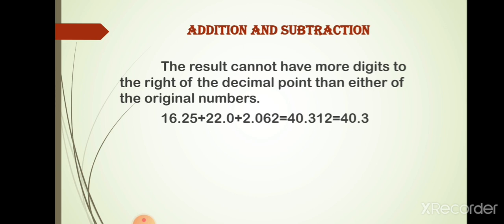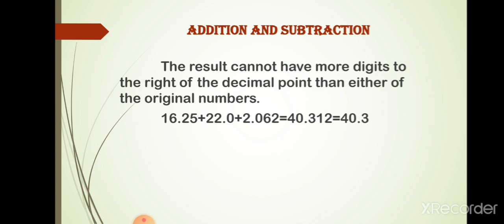By doing one example, that is 16.25 plus 22.0 plus 2.062. Here the result is 40.312. Now considering the digits after the decimal point, the fewest is one digit. So the result will be 40.3.